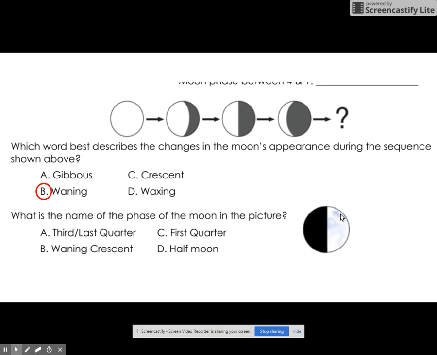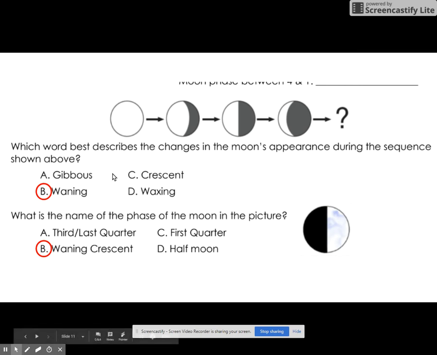Waning, which is not correct. Actually, this is going to be first quarter, I'm sorry, first quarter. I put the wrong thing, my bad. So this should actually be C, not B. First quarter moon, light is on the right, so it is in its growing phase.